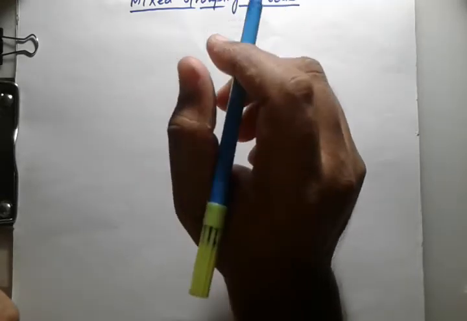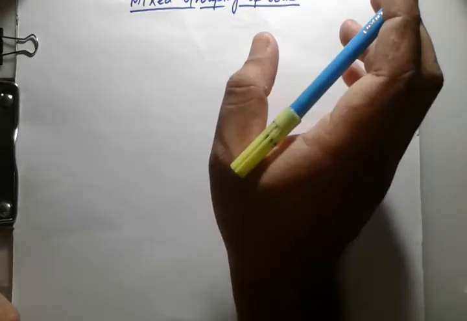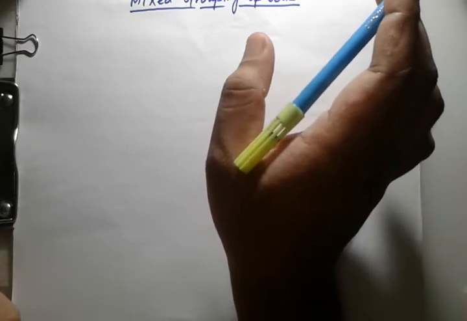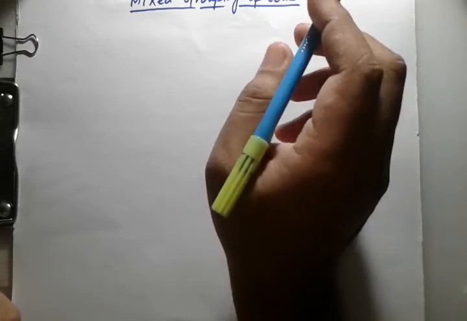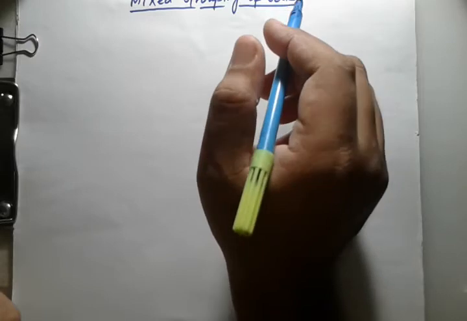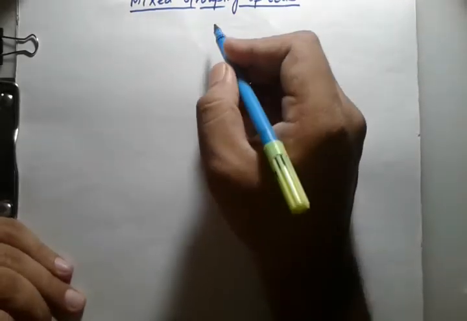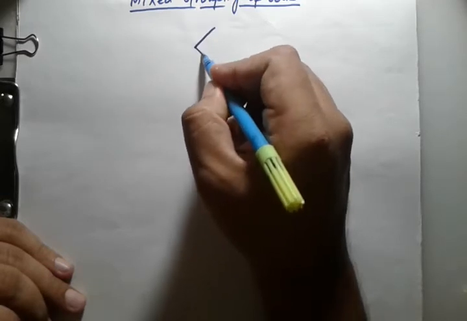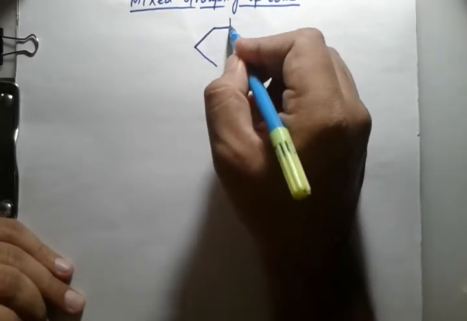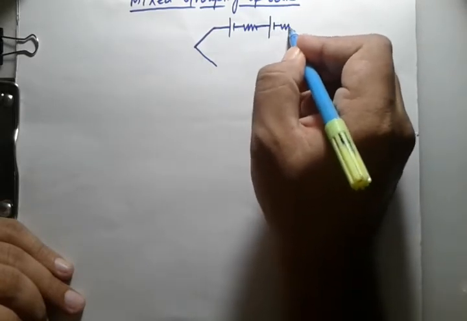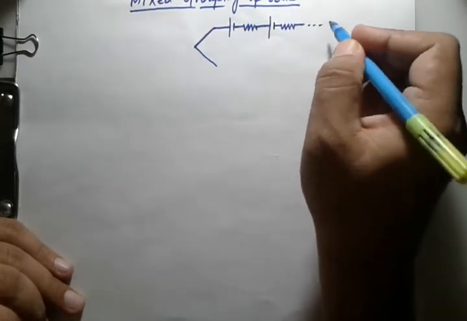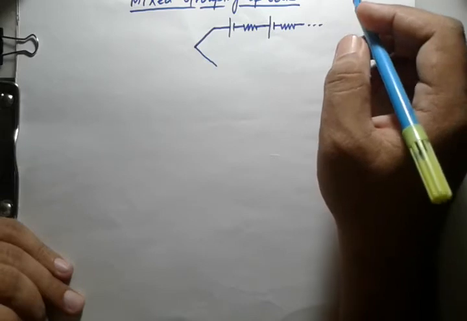So mixed grouping of cells means we consider identical cells, each of EMF E and internal resistance small r. Let these cells be arranged in m rows and each row contains n cells. So we are going to draw the diagram for this type of thing. This is one cell here with internal resistance, another cell like this way, a number of cells will be there.